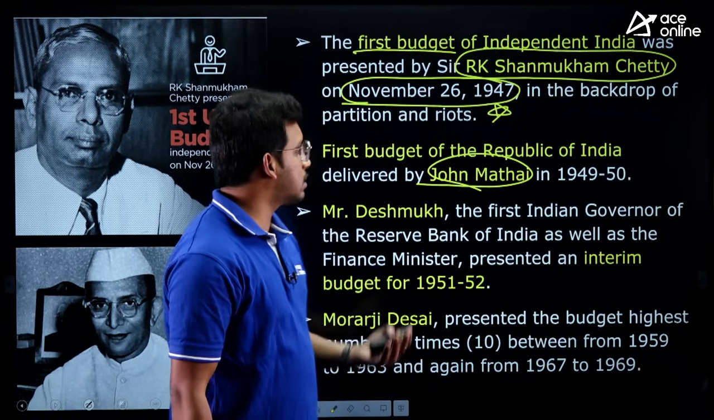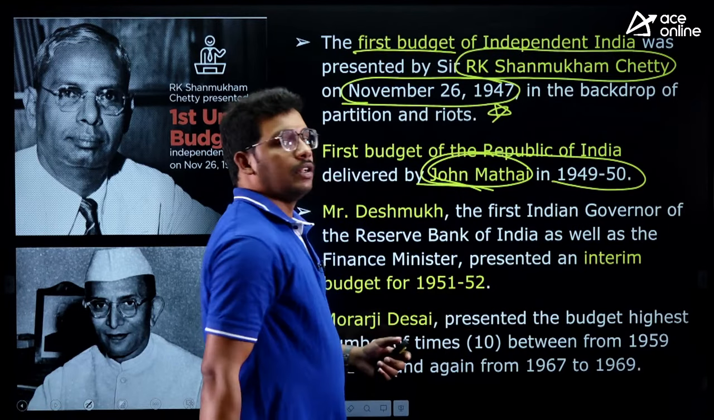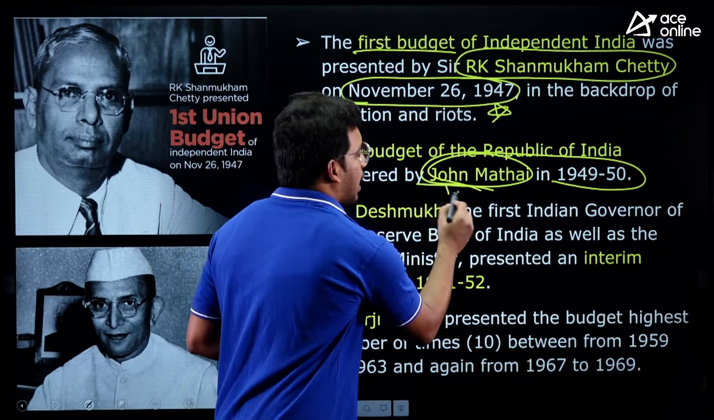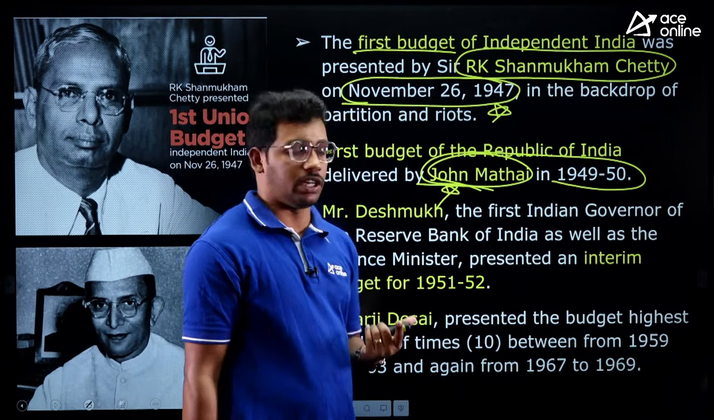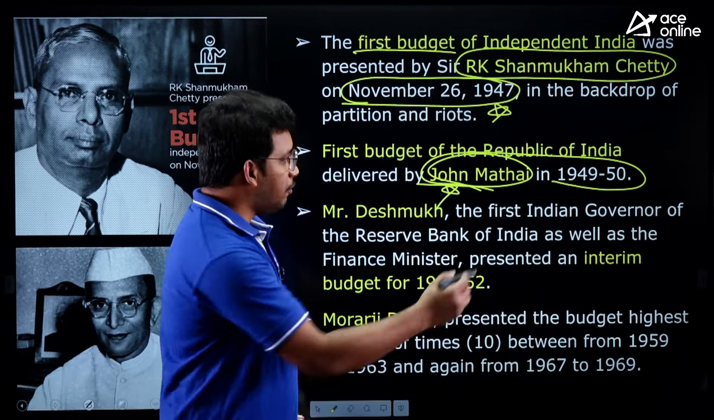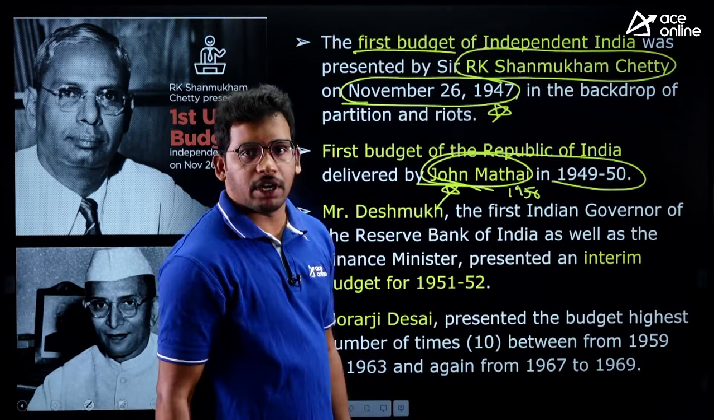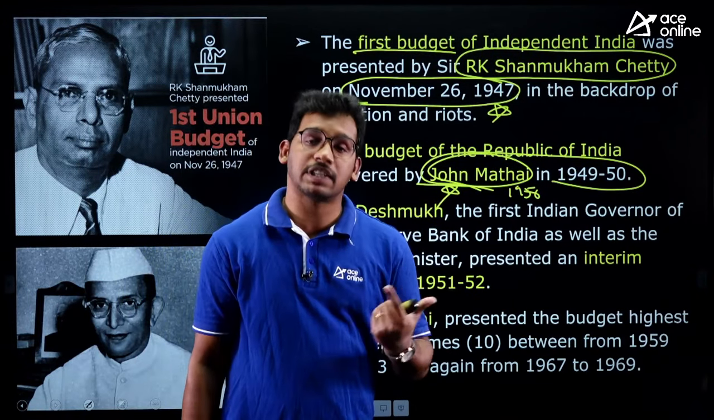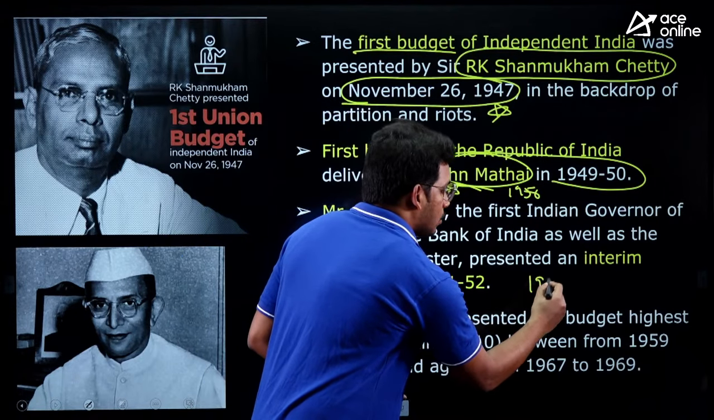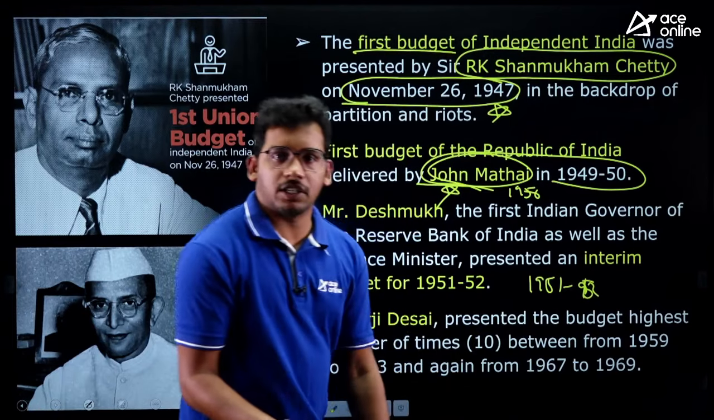When the constitution came into the picture, the first budget was put forward by the then finance minister John Mathai. So this was the first Republic of India budget. Then in 1950, we got the constitution from January 26th. Then there was an interim election. So first elections, 1951-1952, were proposed.